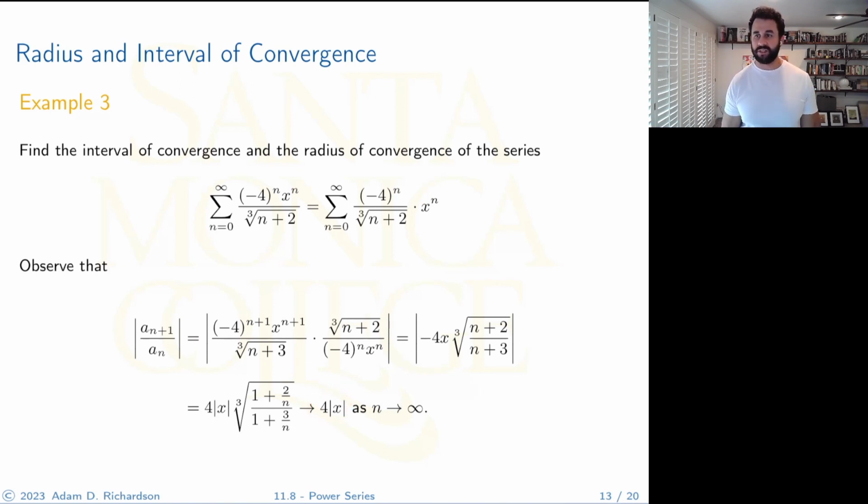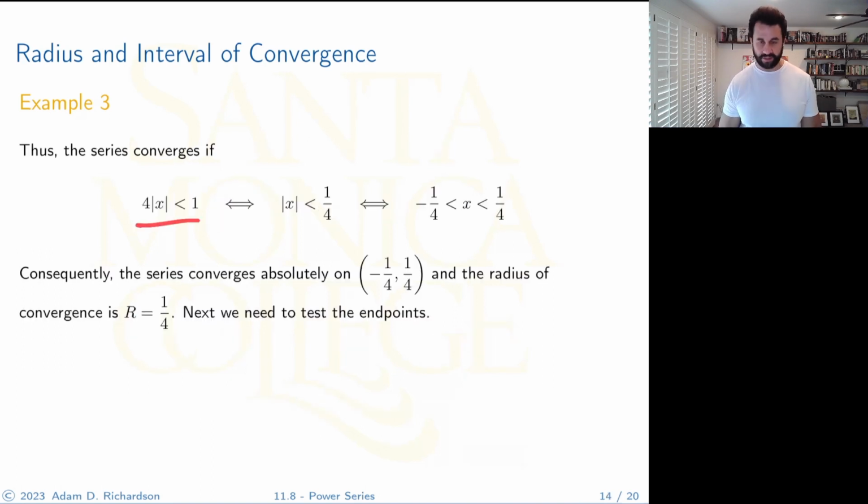Ratio test says this series will converge absolutely as long as this is less than 1, just like so. But if this is less than 1, then absolute value of x is less than 1/4, which means this. So we are guaranteed that the series converges absolutely, absolute convergence, on this interval, -1/4 to 1/4. Remember, we love absolute convergence because we can do all sorts of stuff to the sum and everything works out just right. So we've got really, really nice convergence on this interval. Just looking at the interval, we can also see that the radius of convergence is going to be 1/4.